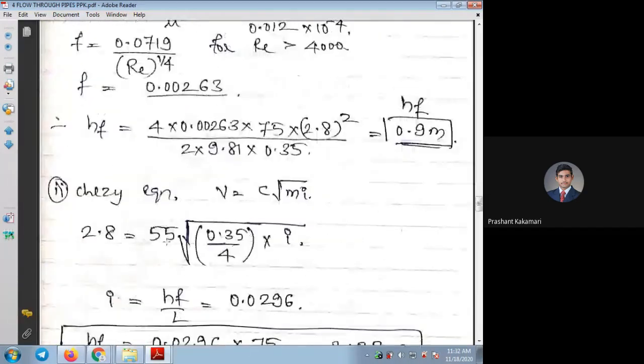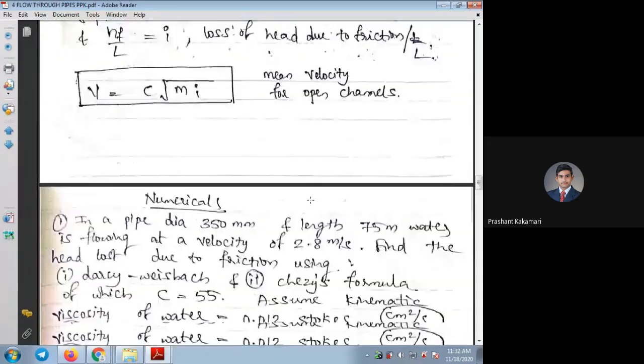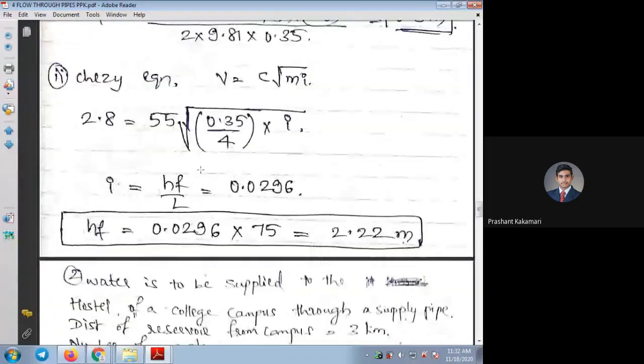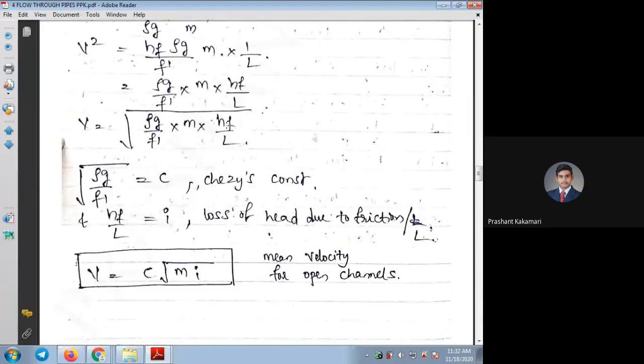But here directly C's value is given, no need to bother. So 55 substitute into square root of m into i. So m is not mentioned in the problem. So m is what? P by 4, or it is the reciprocal of P by A. For that I can take 0.35, diameter of the pipe divided by 4, that is m, into i. What is i from our derivation? That is hf by L. This hf by L is i, loss of head due to friction per unit length. Okay, so i is not mentioned, which means you have to write it in the detailed part, because in the problem you need to find out hf. L is given.